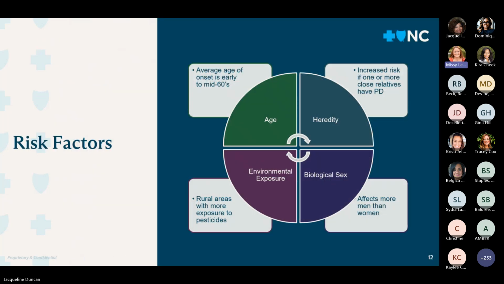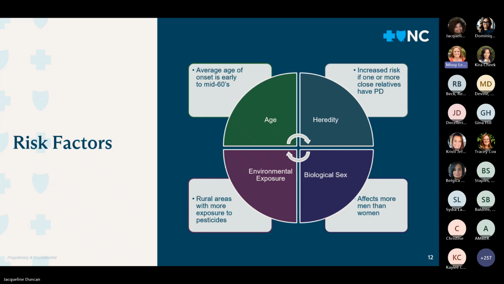Here are the 4 risk factors that affect your chances of having Parkinson's disease. Age is a factor as most people have an onset in the early to mid 60s. It is less common to see early onset Parkinson's, which occurs before the age of 50, but it does happen. Biological sex is another factor. It occurs more frequently in men than women.